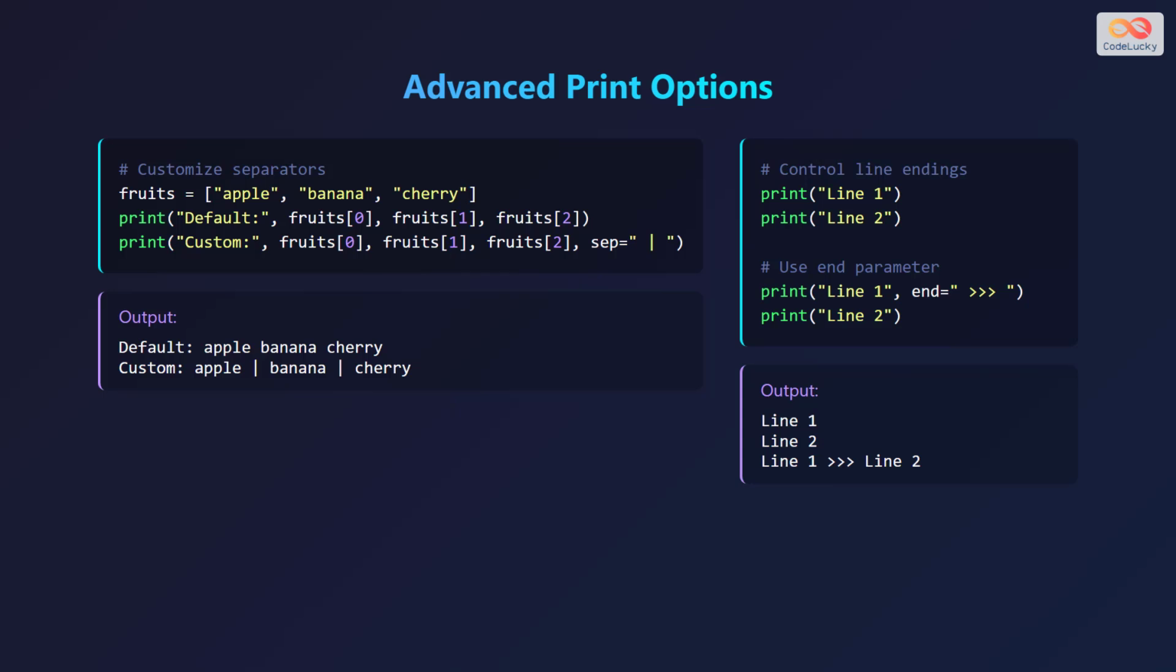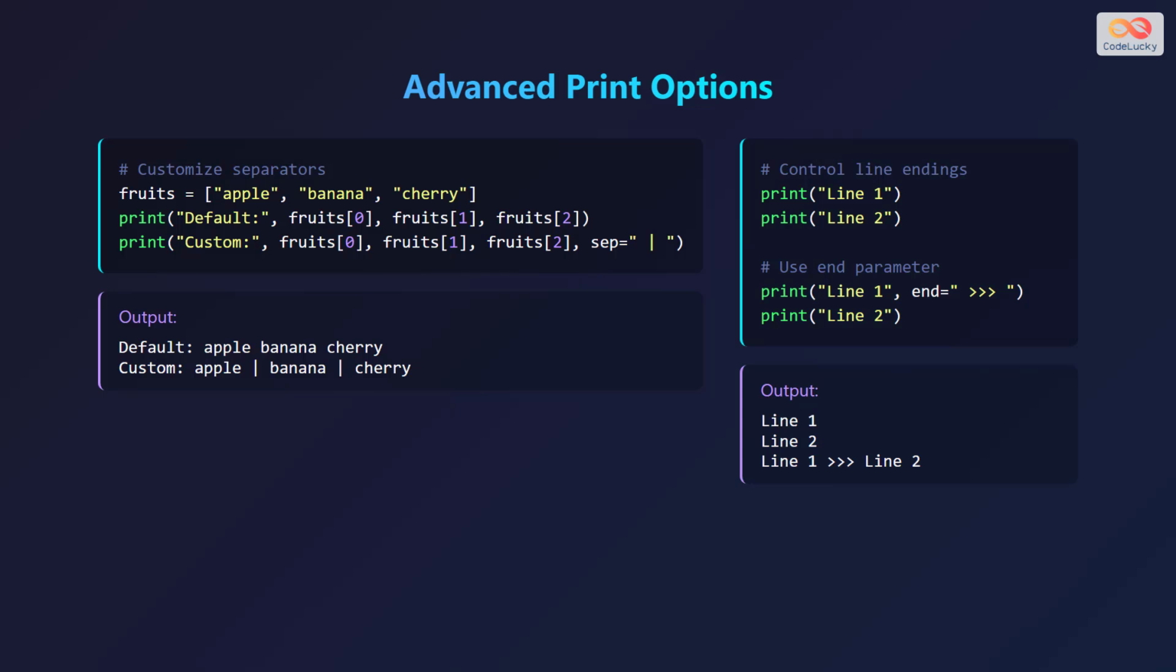Python's print function offers advanced options to customize the output. You can change the separator between the items being printed using the sep parameter. You can also control what character is printed at the end of the line using the end parameter. In the first example, you can see how separator is customized. And in the second example, you can see how line endings can be controlled to keep the output on the same line.